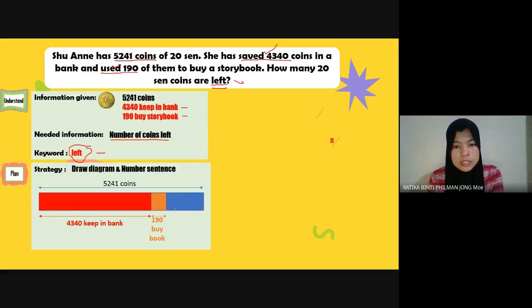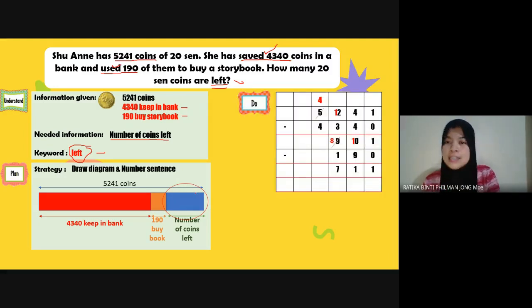So this part is 10 coins that are left. How to count this part? Okay, jadi sekarang mula-mula kita ada banyak ini, kemudian kita buang yang ini, then we use this one, left with only this part. Okay, jadi sekarang kita selesai. 5,241 minus 4,340, you get the answer. And then you minus again with 190.